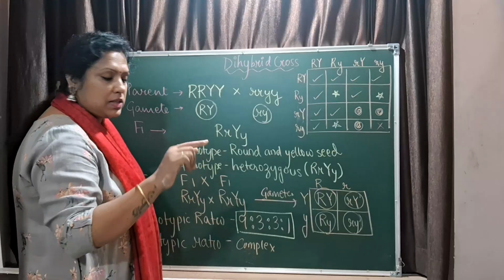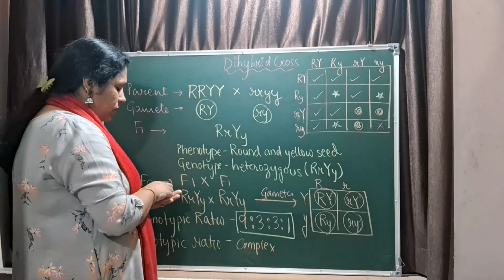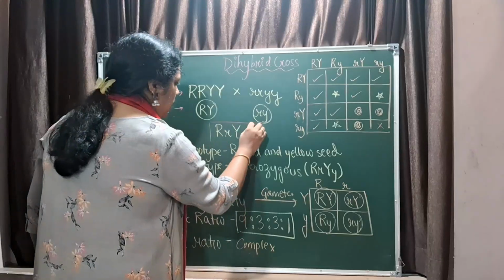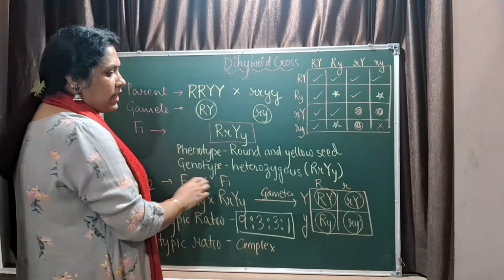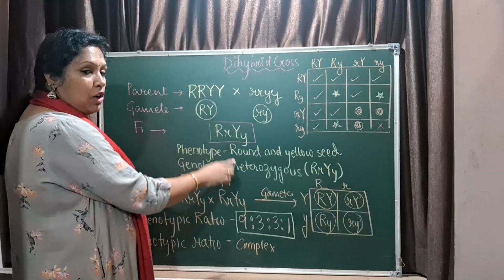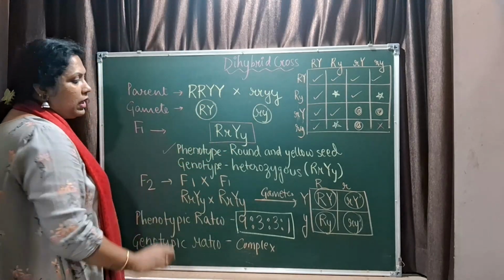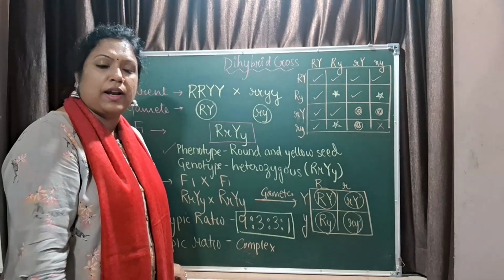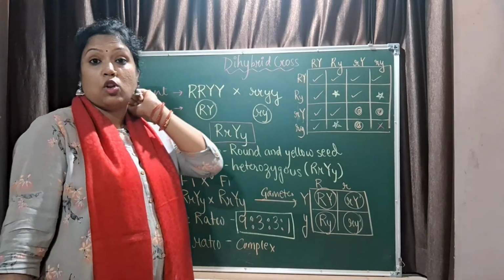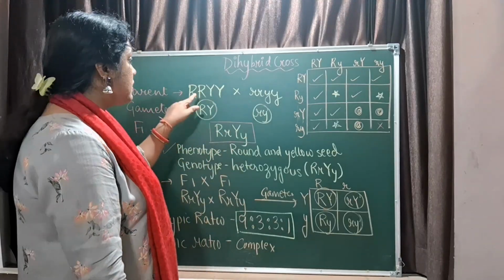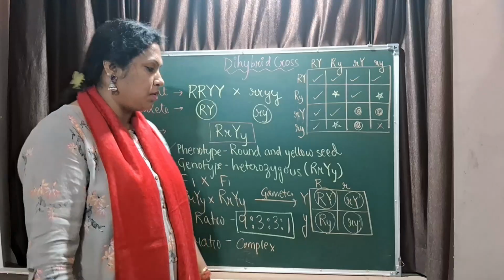I have written the gametes in the circle, and the F1 you have got as you can see here: capital R, capital Y, small r, small y, that is a heterozygous condition for the dominant traits, round and yellow. So you have got the phenotype. In the F1 generation, we generally don't write the ratio because only one type of offspring is formed, which shows the law of dominance. Now here, since there are two traits taken, this explains the law of independent assortment.